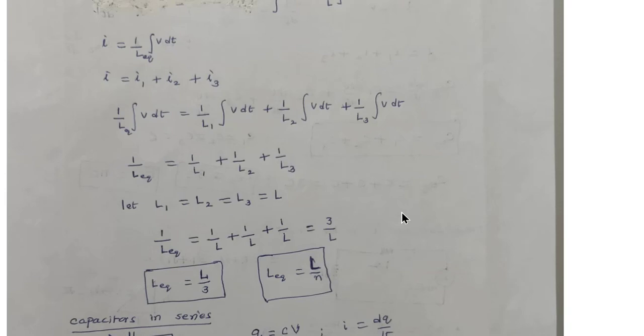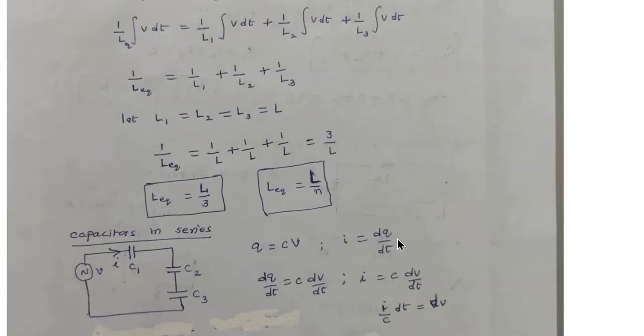So 1 by L equivalent is nothing but 3 by L. So L equivalent will become L by 3. So here there are 3 inductors, each having value L, and the equivalent is L by 3. If there are 4 inductors, L equivalent will become L by 4. If there are n equal inductors connected in parallel, L equivalent will become L by n.